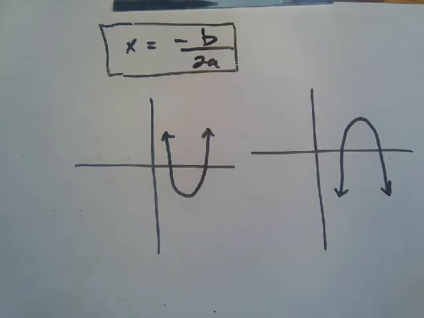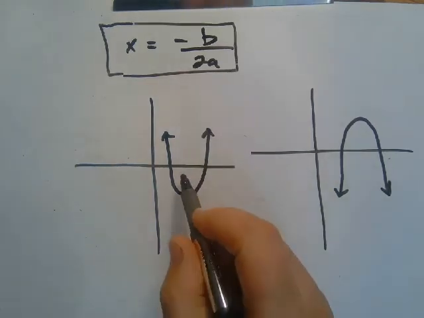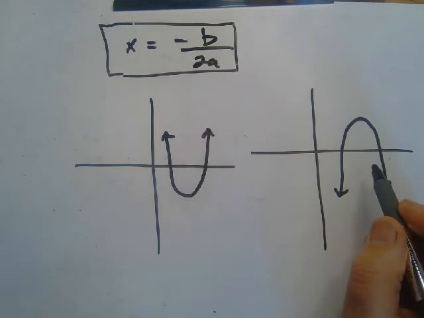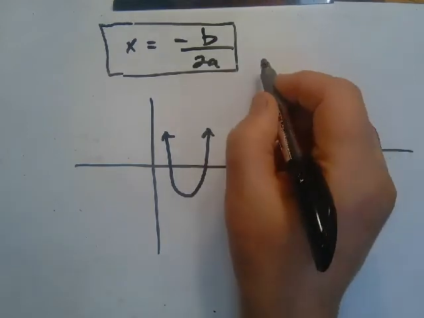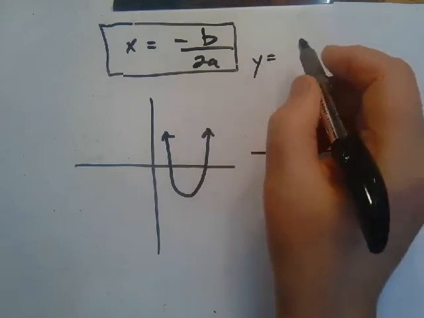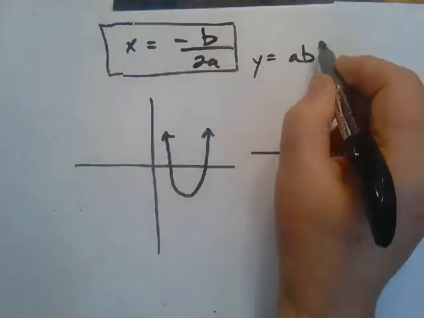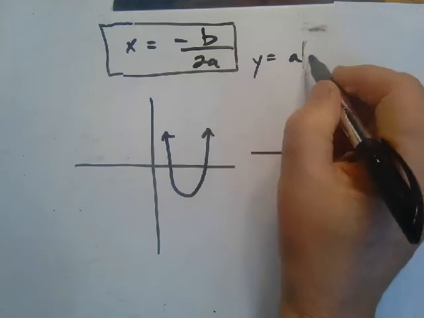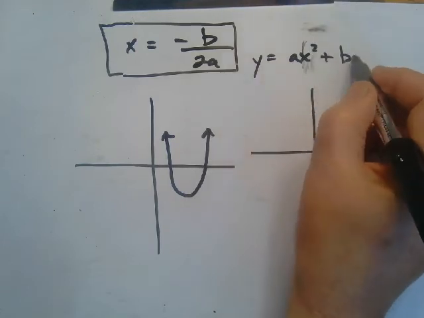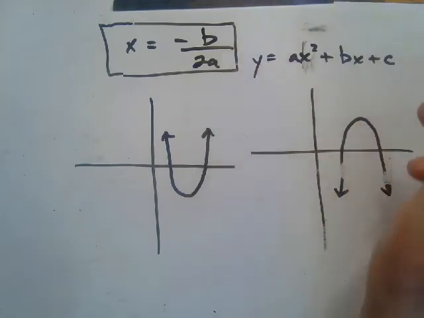All right. Now, we need to know that some parabolas open up and some of them open down. It's pretty easy to tell which ones will do what because of the value that a is. Let's take a look at this. Here's our basic equation, ax squared plus bx plus c.